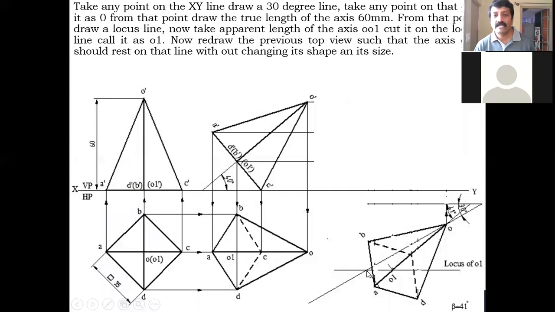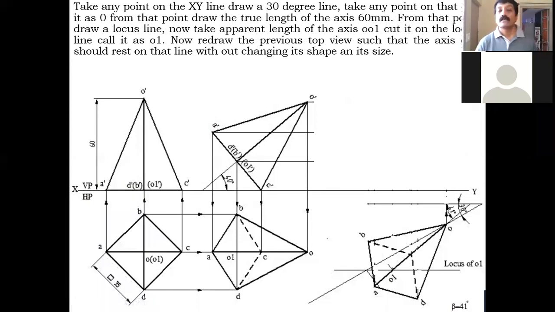Once it cuts the 30-degree line, you draw the horizontal line, that is a locus line. After drawing the locus line, you take the apparent length of the axis, that is O to O1. With the same center, you cut this locus line. Now you join this O to O1. Now you have to redraw the top view such that this O1 should come on this O1 which you have marked, without changing its shape and size.